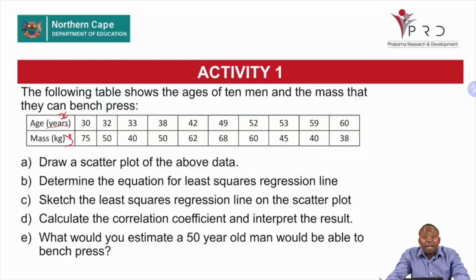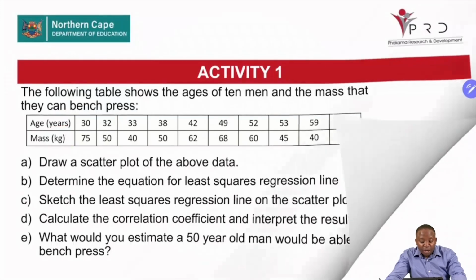Unless stated otherwise, or unless we can see what we do with time, time is an independent variable. We cannot control time in this case. So we have x values there and we have the y values. Question 1, draw the scatter plot of the data. Question 2, determine the equation of the least squares regression line. Question 3, sketch the least squares regression line on the scatter plot. Then calculate the correlation coefficient, interpret the results and give us an estimate for a 50-year-old. We're estimating the mass that they would be able to bench press.